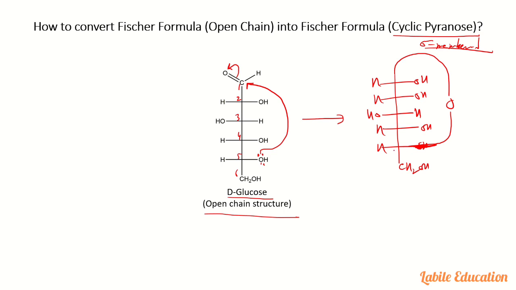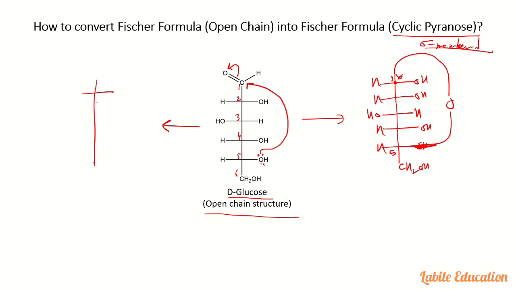Now this was the fifth carbon OH, and this is the oxide ring, and this is the carbon 1, which is also called the anomeric carbon. And at the anomeric carbon, this is the newly generated chiral center, and because this is the newly generated chiral center, there will be two isomers, and in one isomer the OH will be on the right hand side, in another the OH will be on the left hand side.